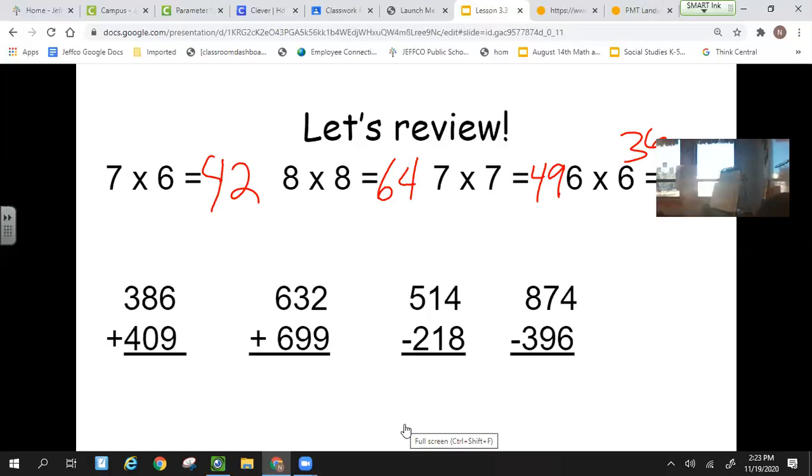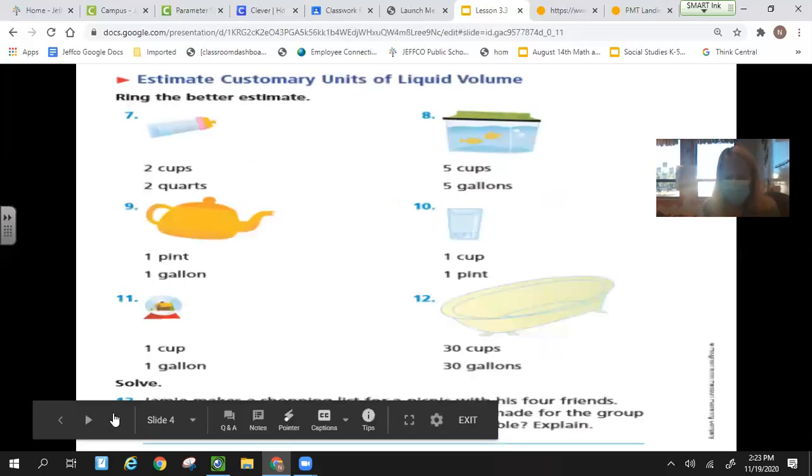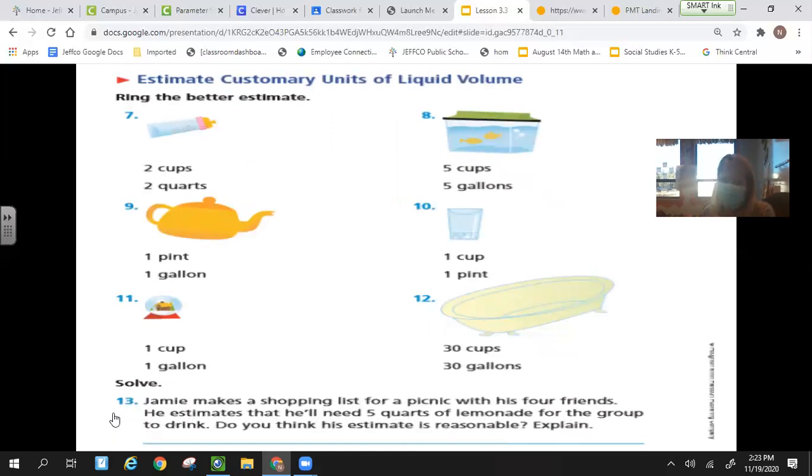All right, I apologize. I just know we have a lot to do, so I'm gonna move on. We'll get back to the review after our holiday break. So yesterday, we learned about the customary units of liquid volume. We did not get a chance to do this, and I thought it was something that would be good.